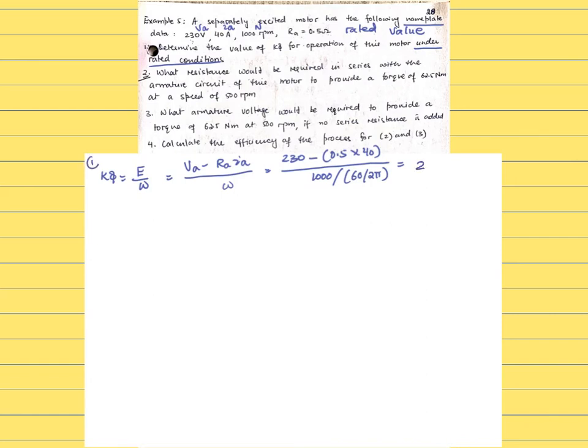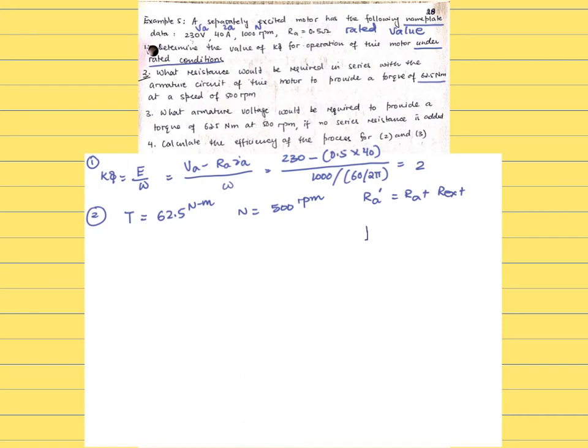Okay, that's part 1. Part 2: what resistance would be required in series with the armature circuit of this motor to provide a torque of 62.5 newton meters at a speed of 500 RPM? So in the second part, we need a torque of 62.5 and a speed of 500 RPM. Let's say RA prime is RA plus R external. What value of external resistance needs to be connected in series with the armature resistance, right?